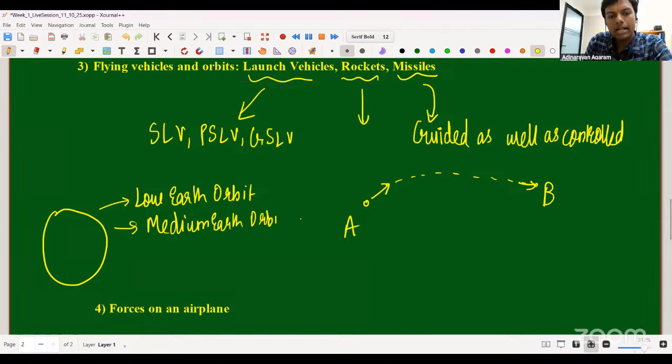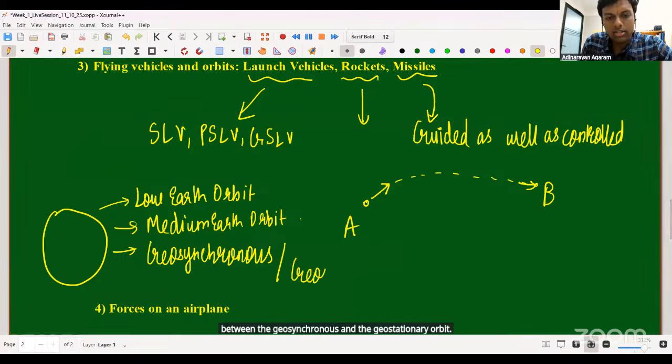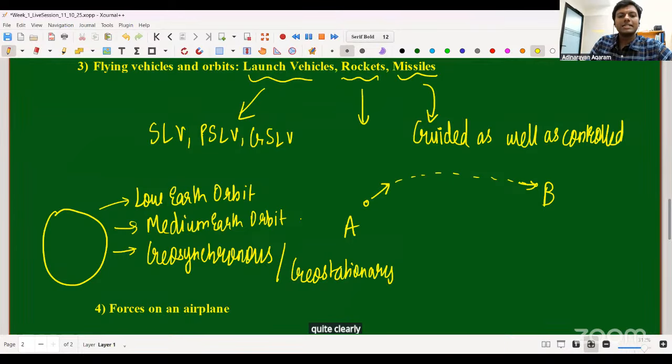Medium Earth orbit. And then finally you have something called a geosynchronous or a geostationary orbit. Now there is a subtle difference between a geosynchronous and a geostationary orbit, and I'd like to explain that part clearly. But before that, you can just try out a question on the same as posted.